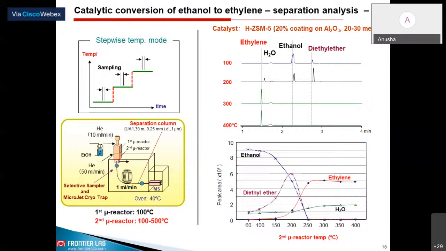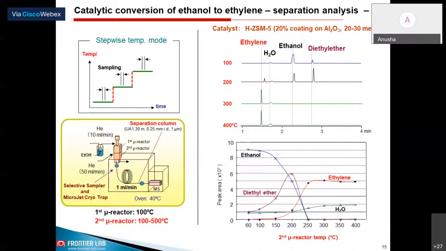So these are the resulting TICs of the separation analysis, with results obtained at different reactor temperatures of 100, 200, 300, and 400, as you can see in the right side part. In addition, we conducted the same experiment by changing the reactor temperature from 60 to 400 degrees and plotted the peak intensity of ethylene, water, ethanol, and diethyl ether. The graph summarizes the change in reaction products by reactor temperature. Based on the reactor temperatures, you can see the reaction products obtained. As you can see here, ethanol was mainly converted into diethyl ether up to 230 degrees.